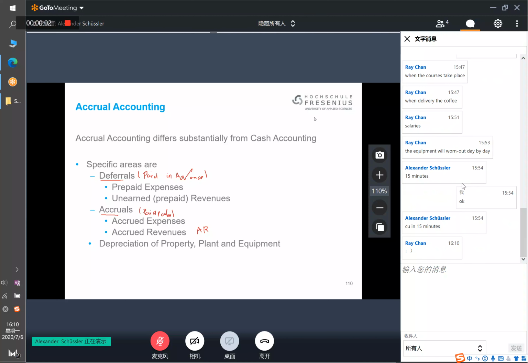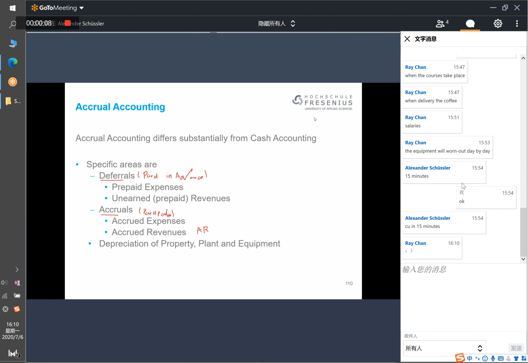So in accrual accounting, we have deferrals and we have accruals. Deferrals means paid in advance. Accruals means paid later. Yeah, paid in advance versus paid later. From the company's perspective, the prepaid expense is an outflow. Yeah, outflow, paid in advance.